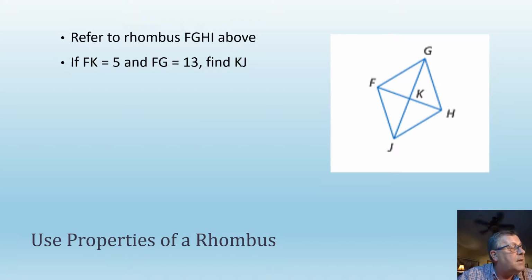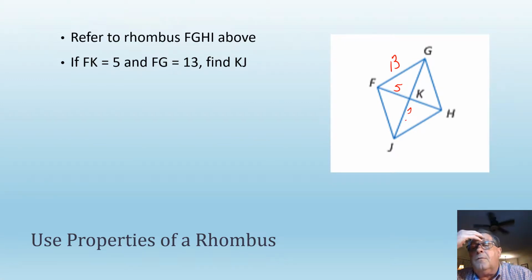Well, that's FK, isn't it? If FK equals 5, where did I get EK from? If FK equals 5, so this is 5, and FG equals 13, there's 13, find KJ. So this is what we're trying to find. We'll put it on the other side. And that's what we're curious about.